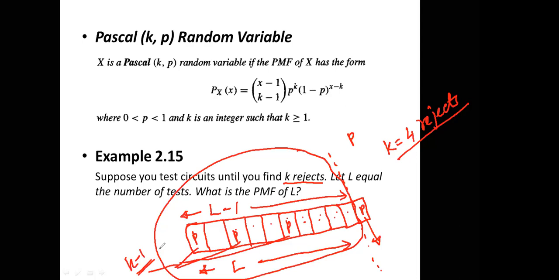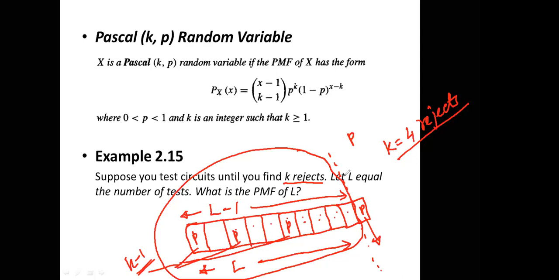Yes, sir. Just think about it. The last one has to be a reject, so I cannot tell about the last one. If I ignore the last one, there will be L minus 1 tests remaining. And definitely the last one is a reject. So K minus 1 rejects are there out of L minus 1 tests.